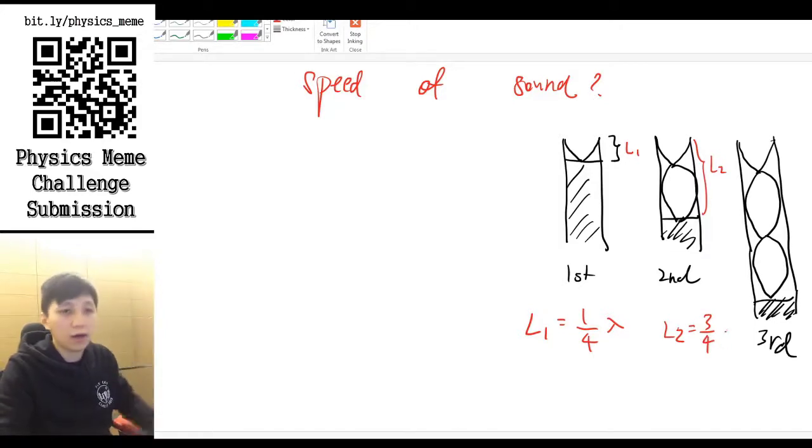If you recall the previous exercise that we did on measuring how many cycles there are, and same for the third one, that will be L3 equals 5 over 4 of lambda.